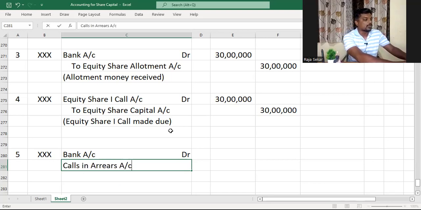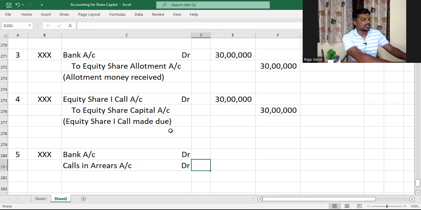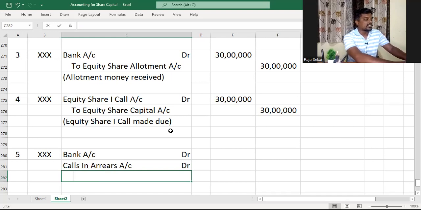So calls in arrears account will be debited. When there is calls in arrears in a particular call, when you receive the money from other shareholders, you account for the calls in arrears. So bank account will be debited because you're receiving money from other shareholders. You're debiting calls in arrears account because from equity share first call account, we're keeping that portion that is in arrears to a separate account called calls in arrears account to keep track of how much is in arrears. And then equity share first call account will be closed.